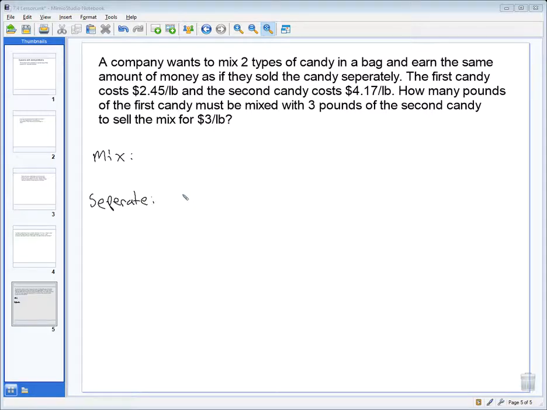The first candy is $2.45 per pound, and the second candy is $4.17 per pound. That's going to give us a total of some amount that we don't know. It also says how many pounds of the first candy, so we don't know how many pounds. We're going to put an x next to this one because we're going to multiply how many pounds by the price. The second one, it says we're going to have 3 pounds of candy. So this amount of money times x pounds plus this amount of money times 3 pounds will give us the total amount of money that we are going to make.